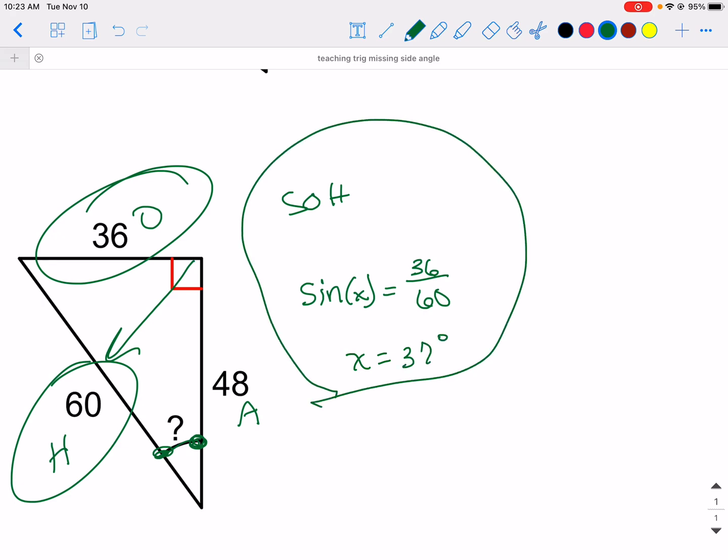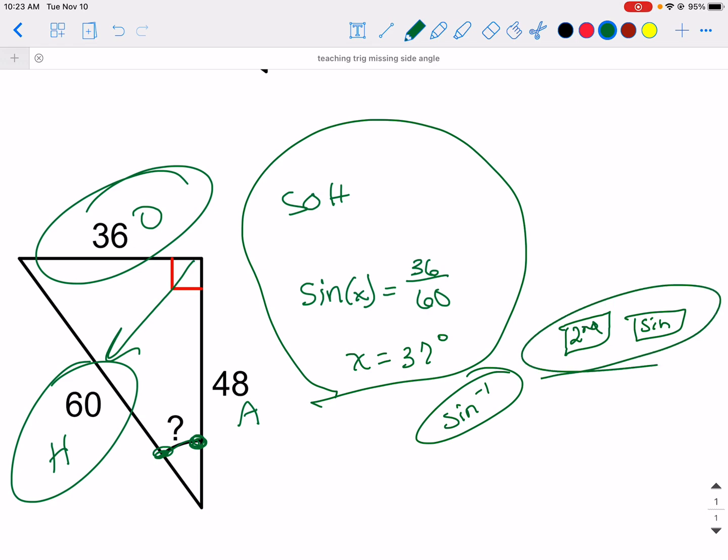It's very similar. If you're using Desmos, you have to use the -1s for your trig ratios. If you're using a TI 83, 84, or plus, make sure you hit the second key and then whatever trig ratio you're talking about. And that will give you your inverse, which gives you your angle measurement. Pretty easy stuff.